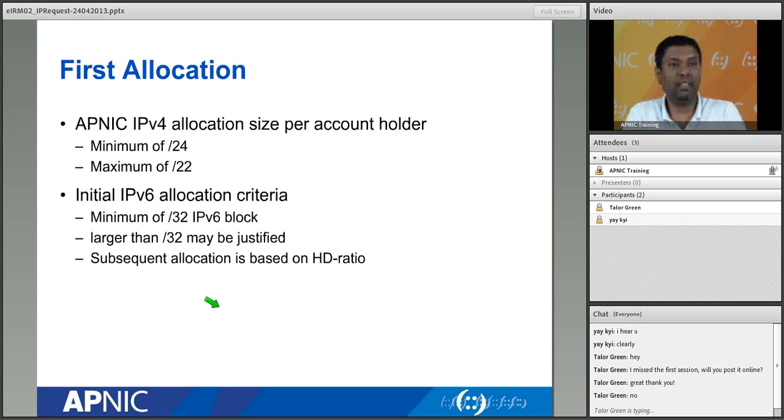For first allocation, as I said, minimum you'll get a /24, maximum you'll get a /22 in IPv4. In IPv6, minimum you'll get a /32 IPv6 block. You can get larger than a /32, but you need to justify that. And all the subsequent allocations after a /32 will be processed using HD ratio mathematics. This is a kind of host density ratio.